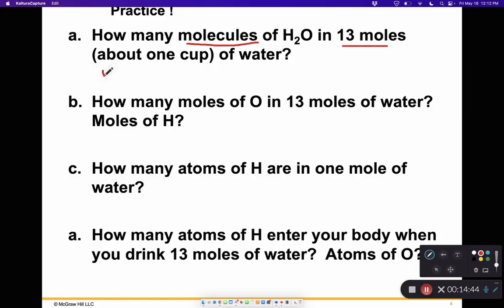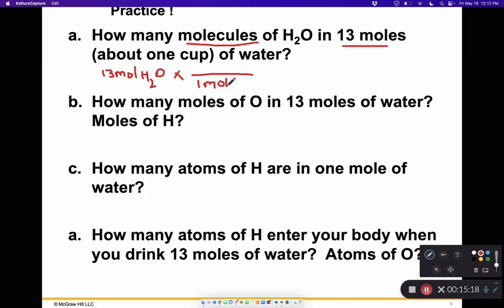I'll start with 13 moles. I have 13 moles of water, so I will place the 13 moles of water. And then I have to convert the moles into molecules, right? So I can multiply with the conversion factor. The conversion factor will have the mole on the bottom, because I have a mole here on the top. So I will write 1 mole, right?